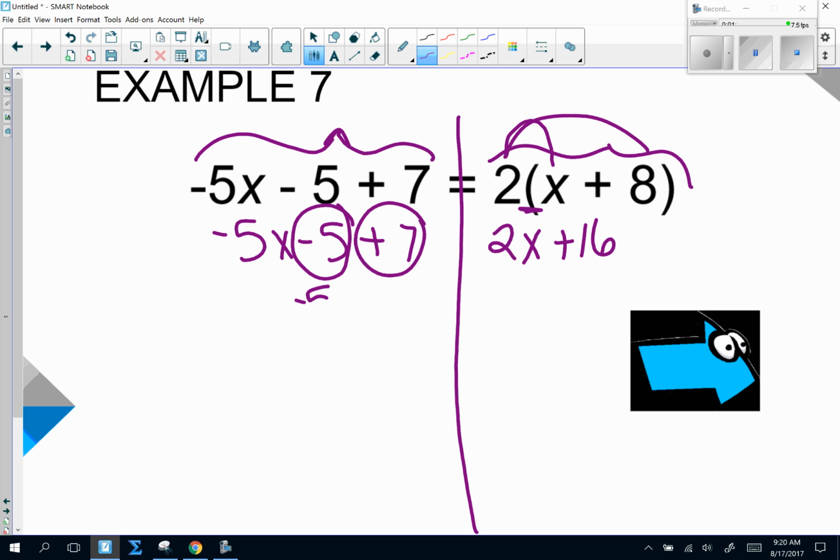So I'm going to bring down my negative 5x. Just brought that down, and I have negative 5 plus 7 is positive 2 is equal to 2x plus 16. They are not like terms, so I'm just going to bring them down.